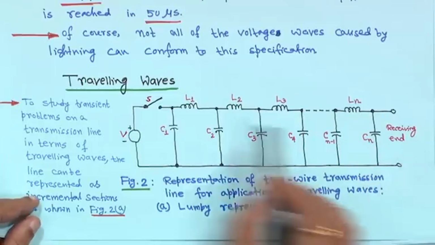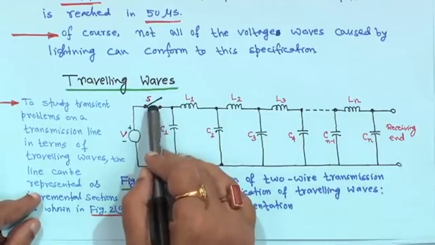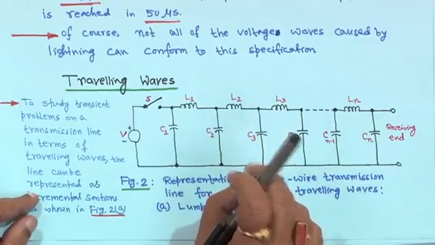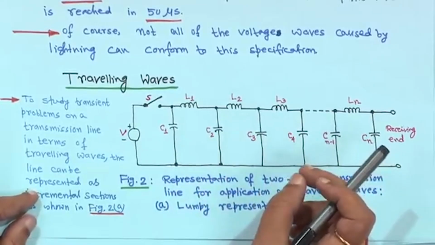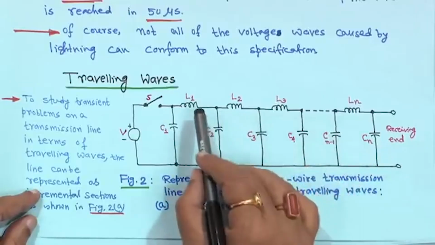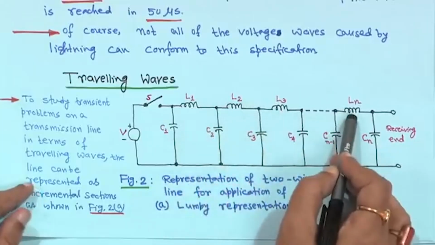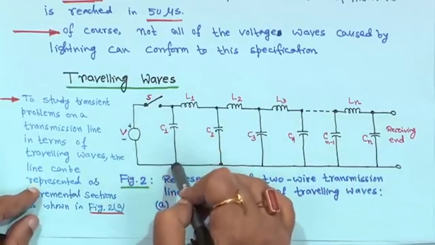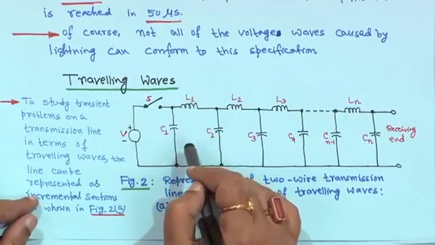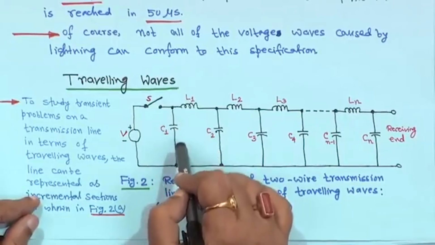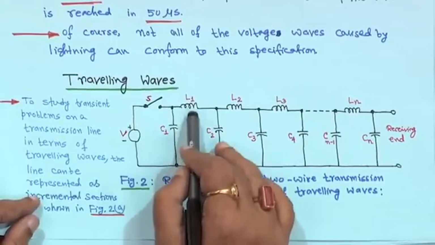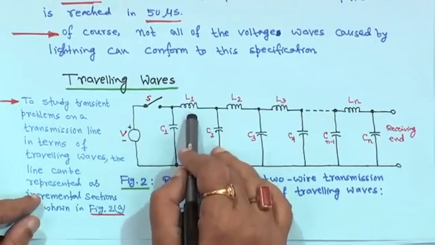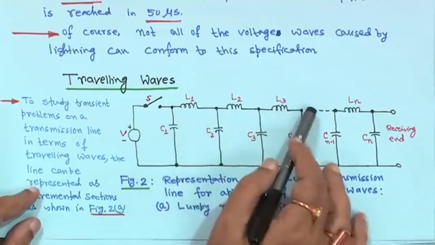I repeat, suppose you have a voltage source, there is a switch, and these are all the charging capacitances. Each line section is taken of infinitesimally small length. So the inductances are given as L1, L2, L3, Ln, right. Now the question is, as soon as you close the switch, this capacitor will be charged immediately, because you know from circuit theory that as soon as you switch on, the capacitor will behave like a short circuit and the inductor will act like an open circuit, neglecting the resistance of the line.